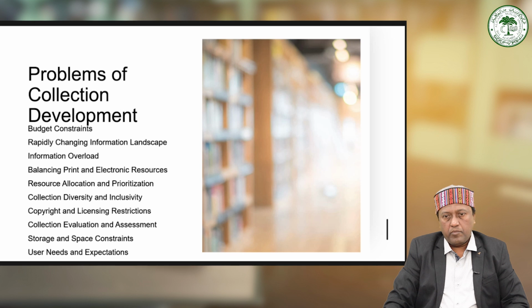Again, a major problem is storage and space constraints. The limited physical space and storage capacity in libraries pose challenges in managing and organizing the collection. Librarians must optimize shelving space, implement effective storage solutions, and consider off-site storage options to accommodate the growing collection while ensuring accessibility and usability.